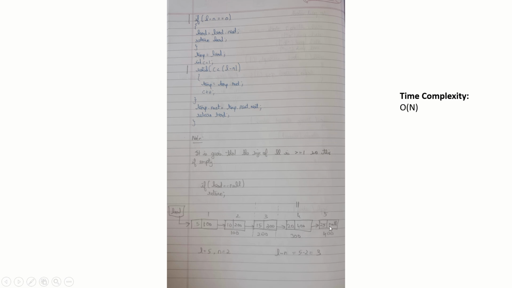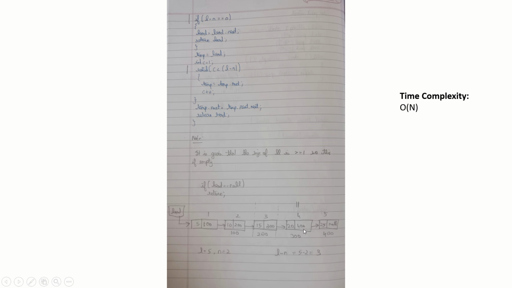If suppose we were to delete the fifth value, that is 1, 2, 3, 4, 5, it turns out to be the head. What do we do in those cases? That is, if L minus n equal to 0, we increment the head. Head is equal to head dot next, and we return the head. But what if it's a node other than the head? Say for example n is equal to 2, then we'd have to delete this node.